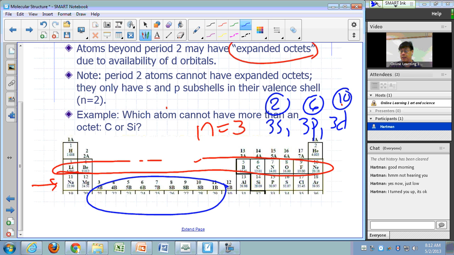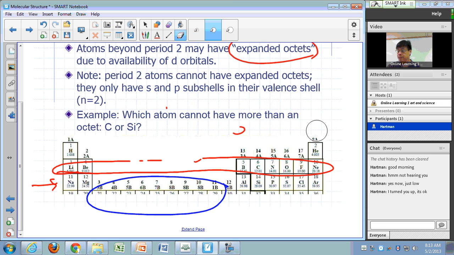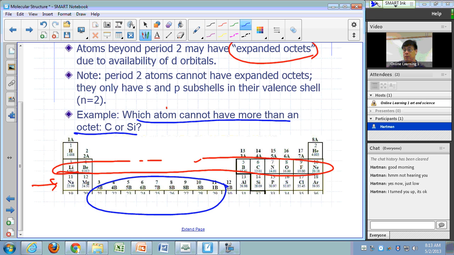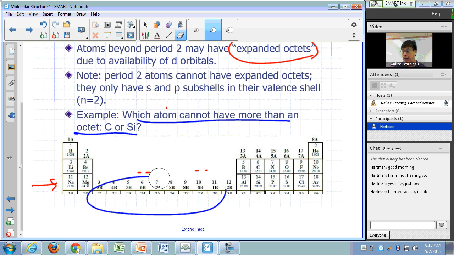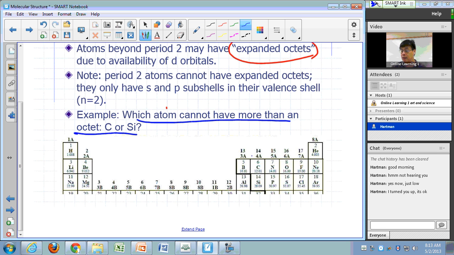All right. So based on that, let's take a look at this question right here. Which atom cannot have more than an octet? What would be the answer to that? Is it A, carbon, or B, silicon? Which one cannot have more than an octet? Do a quick clicker check on this one.